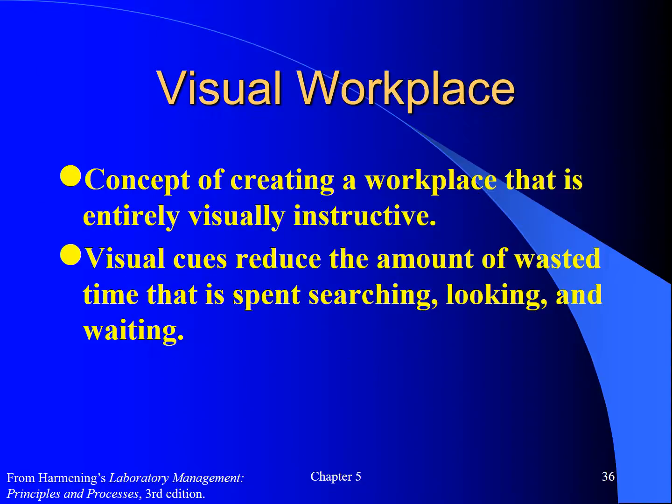Visual cues such as labels, signs, or colors are used to reduce the amount of wasted time. These cues are vital to sustaining the lean practices. They ensure that the improvements are clearly visible, easily understood, and adhered to by all employees.